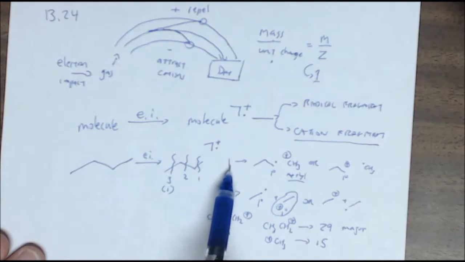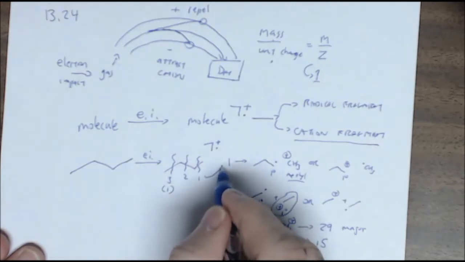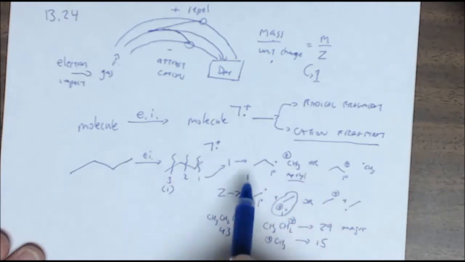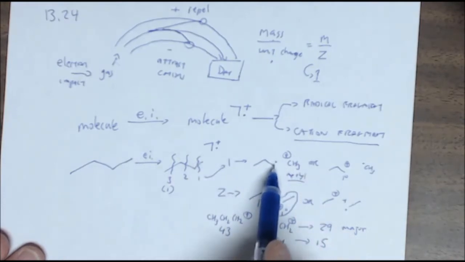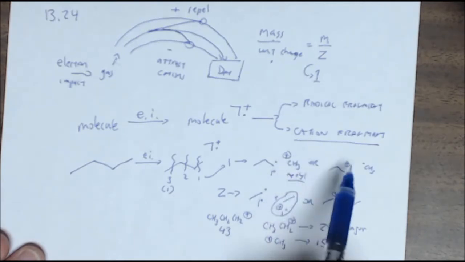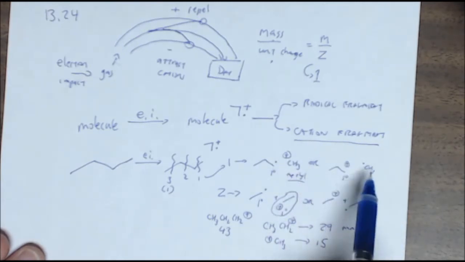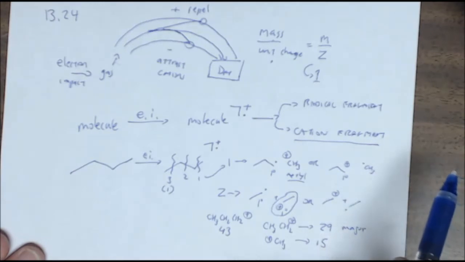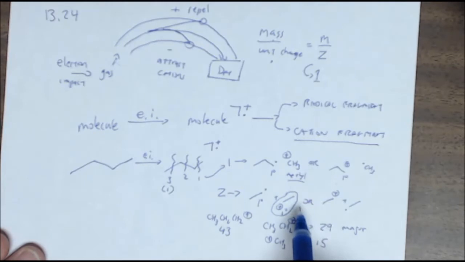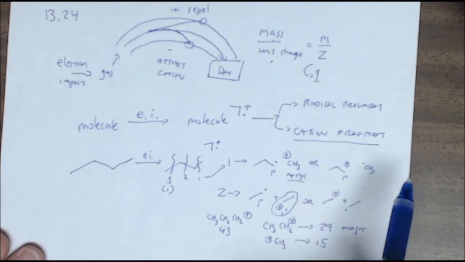So from point 1, what I'm going to see are 2 possible fragments. I can see this propyl radical, or the CH3 methyl cation, or I can see the propyl cation and the methyl radical. I always get those pairs. So I can always see both of the fragments that come off of this thing if it starts breaking down.